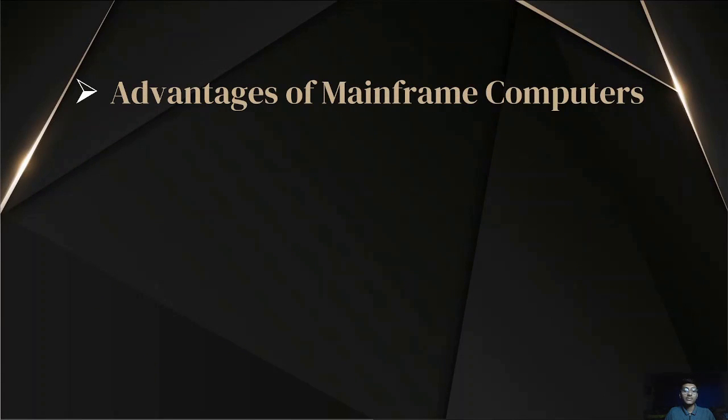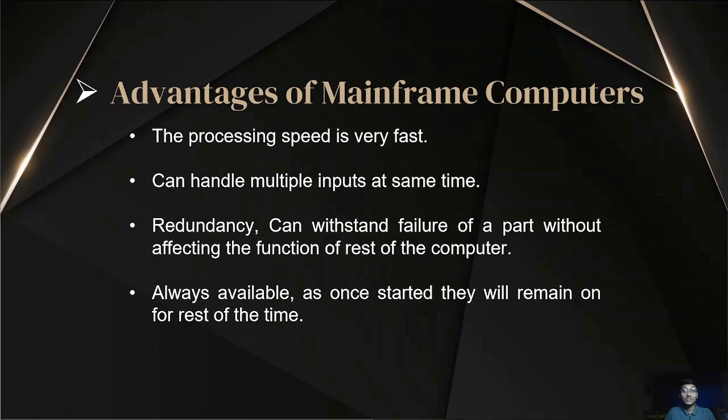So now, the advantages of mainframe computers. Processing speed is very fast. They can handle multiple inputs at the same time. Redundancy can withstand the failure of a part without affecting the function of the rest of the computer. They are also available, as once started they will remain on the rest of the time. As we know, there are two processors and so many IO cards, so if any failure happens, the other cards will automatically start working, and that failure will be repaired by the company.